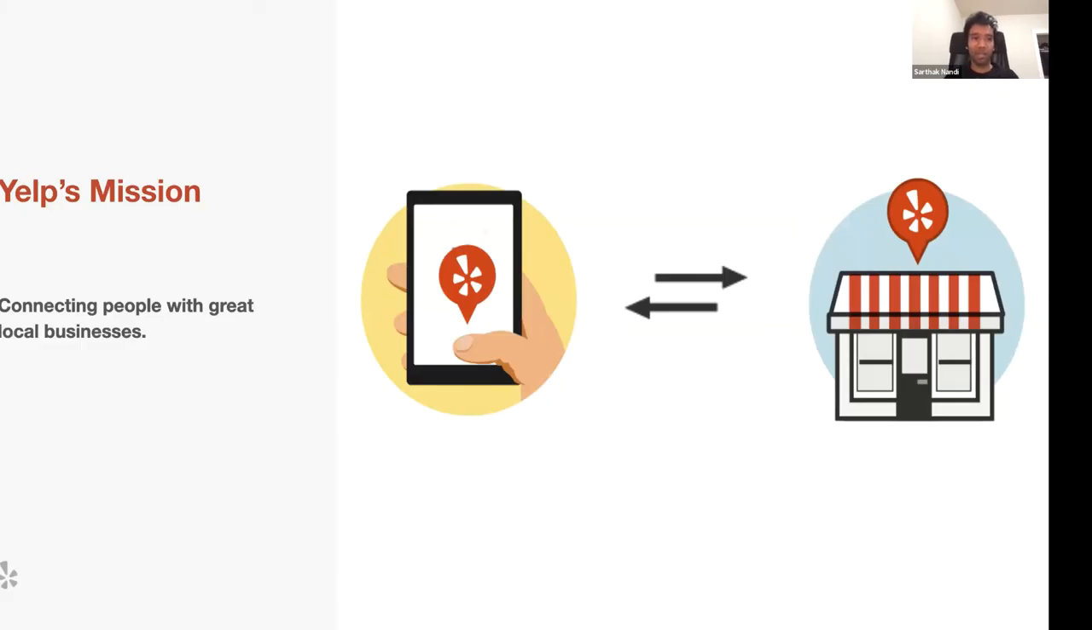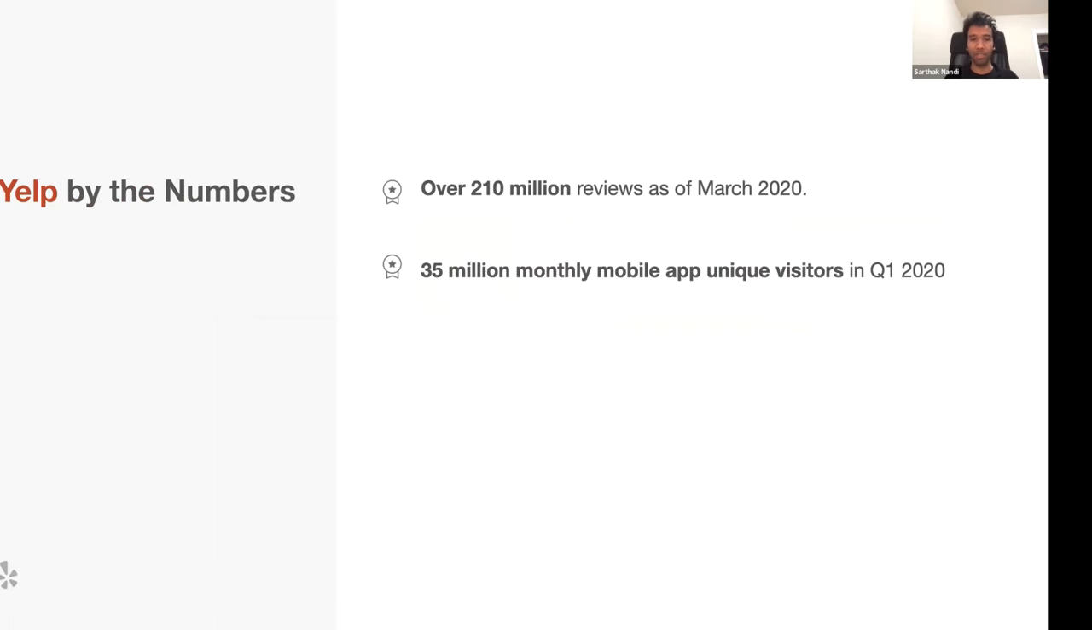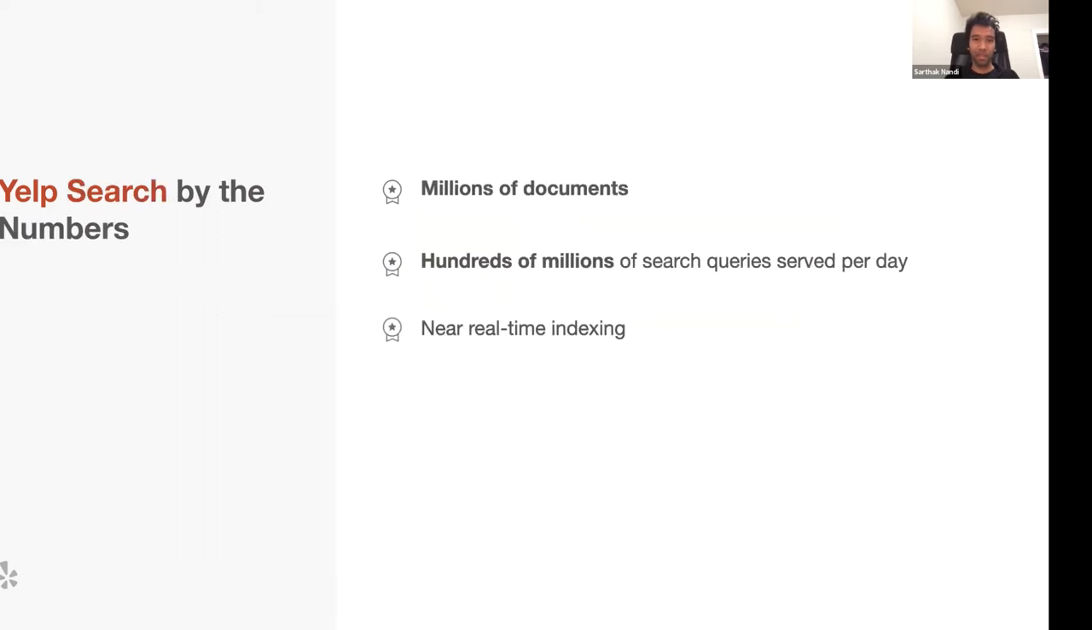At Yelp, our mission is to connect people with great local businesses. We have over 200 million reviews and millions of monthly unique visitors. Search is a big part of Yelp and a big part of fulfilling our mission. So we have millions of documents in our Elasticsearch cluster. We serve hundreds of millions of search queries every day with support for near real-time indexing.